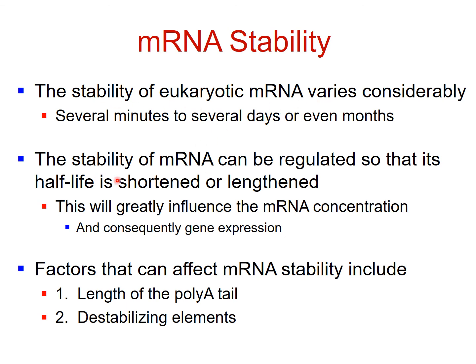And so the stability of a messenger RNA can be regulated so that its half-life, how long it's around, can be shortened or lengthened. And this will influence the concentration of this messenger RNA and, as a consequence, gene expression. So there are some factors that can affect RNA stability: how long the poly A tail is, and what destabilizing elements exist in that RNA.